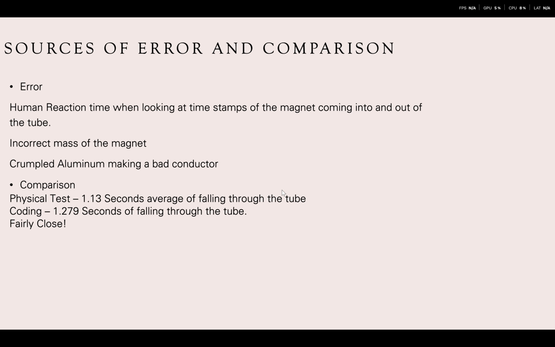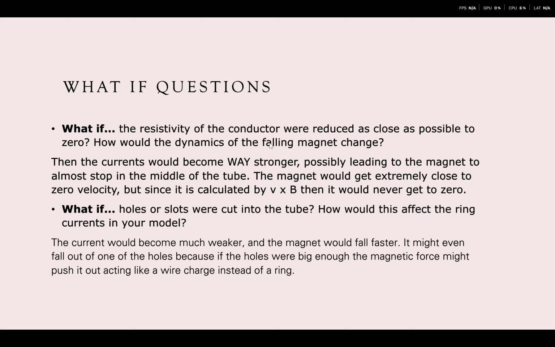So, sources of error and comparison. I'm human. I was looking at these timestamps, and I did the best I could to figure out when it entered and when it exited, but I can only be so good at that. We also had some trouble massing it, so the magnet might have been the wrong mass, and we had a crumpled aluminum tube, which was acting a little funny. We were pretty close, actually, with our coding compared to our physical test, which is good to see.